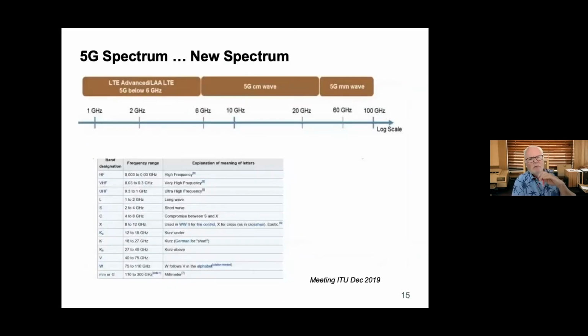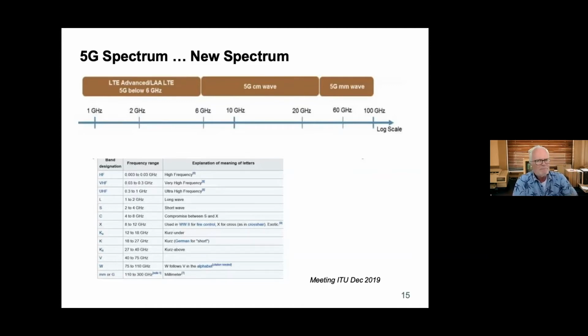And if you look at the way the spectrum is going to be used, there's something called LTE Advanced, 5G LTE, whatever you want to call it. That's what my phone says I have. 5G below 6 gigahertz is kind of where that is. Then you get into what they call centimeter wave stuff, between 6 gigahertz and 20 gigahertz. And then you get into the millimeter wave stuff, which is very, very high frequency, very fast.